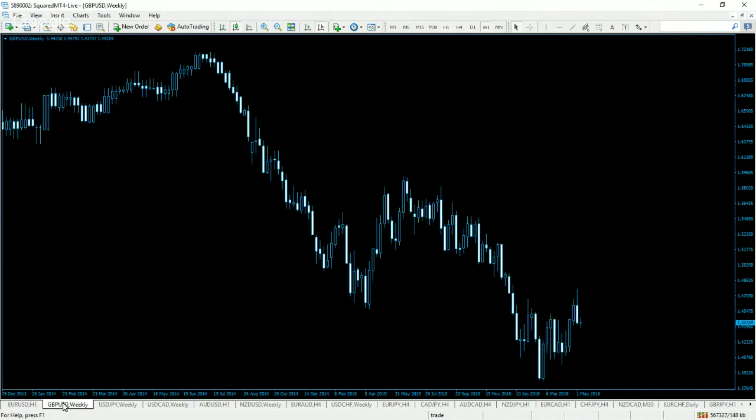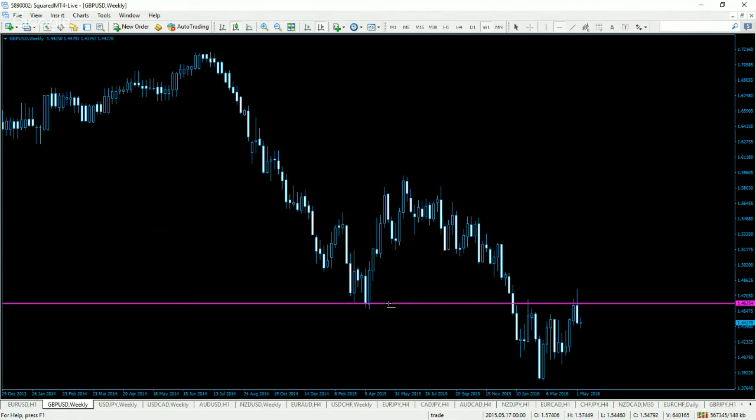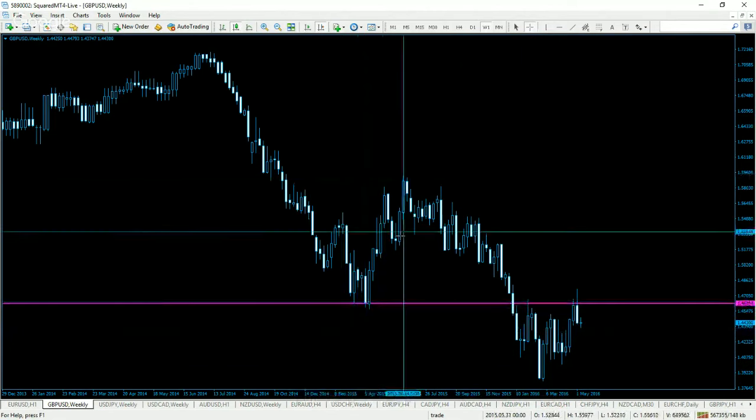Taking a look at cable then. Cable, another really interesting chart here. You can see that we made a sharp break of that 2015 low, traded down to make new lows this year. Took a run at the 2008 lows actually, but failed just shy of those. We seem to retrace back up, and we're now currently stalled just at a retest of those broken lows.